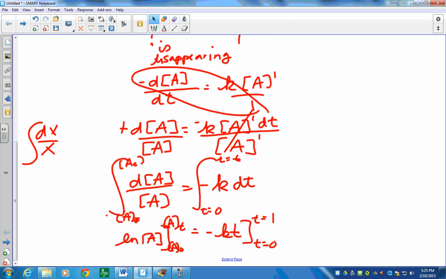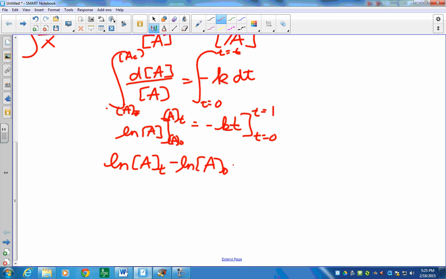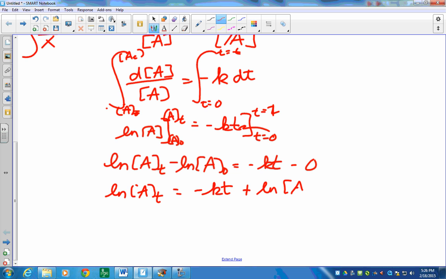The ln of A sub t, the upper limit of integration, minus the ln of A sub 0 equals negative, sorry, this is t to t, kt minus 0, because we put 0 in. And so this is why you get this equation. The ln of A sub t equals negative kt plus the ln of A sub 0.